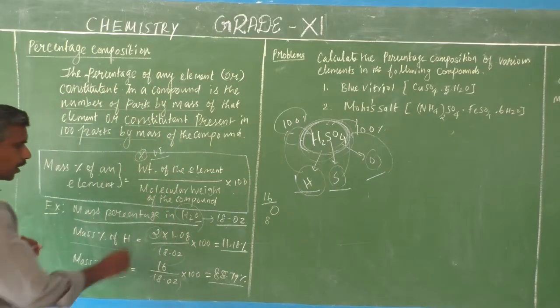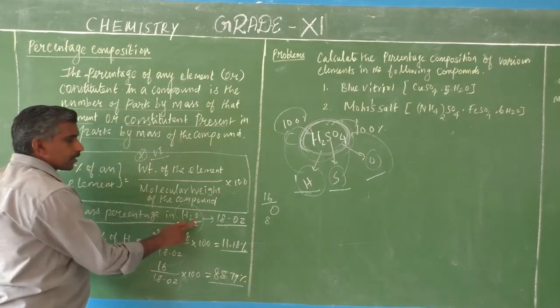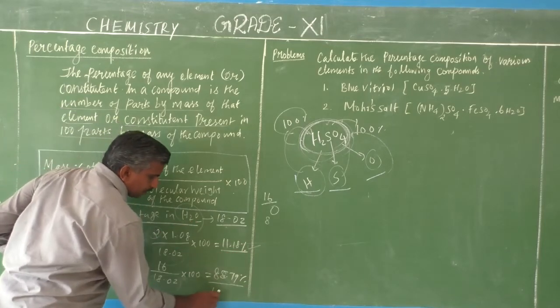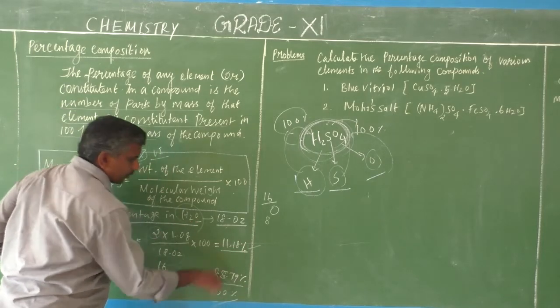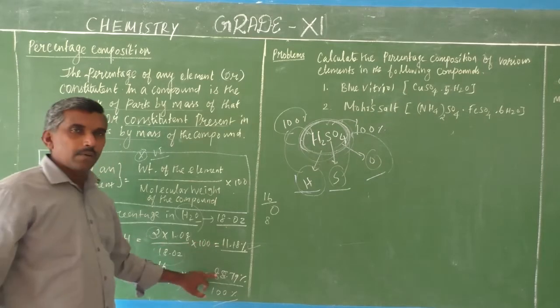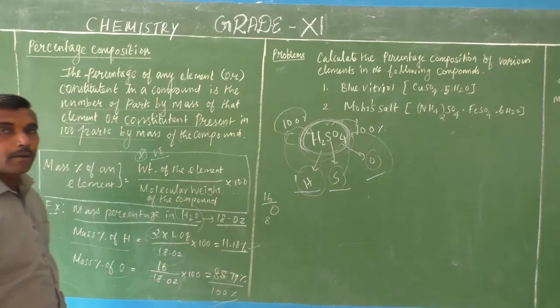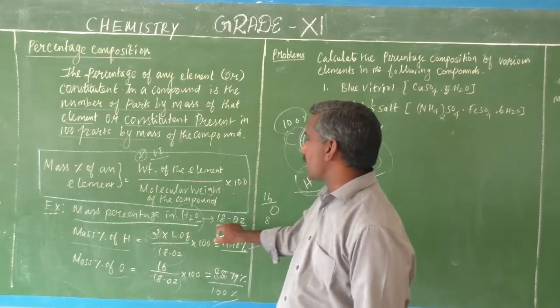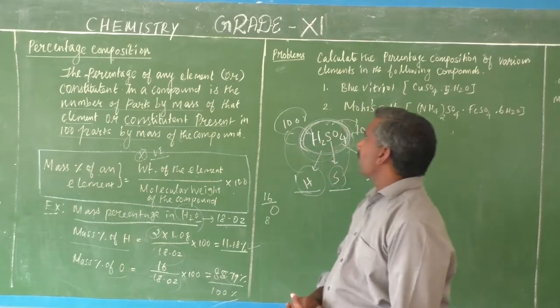Now, in the water molecule, only two elements, hydrogen and oxygen, are present. So the mass percentages of the two elements added together equal 100%. You add the mass percentage of hydrogen and the mass percentage of oxygen to form 100%. This is the mass percentage in the water molecule. Next problems.